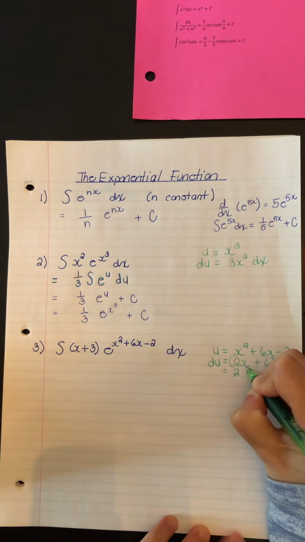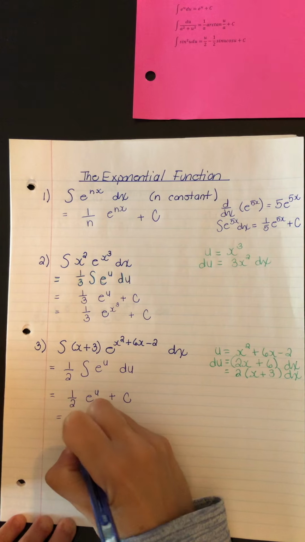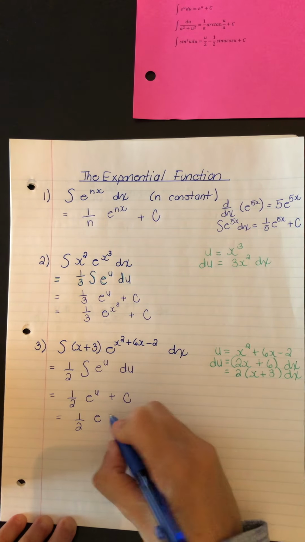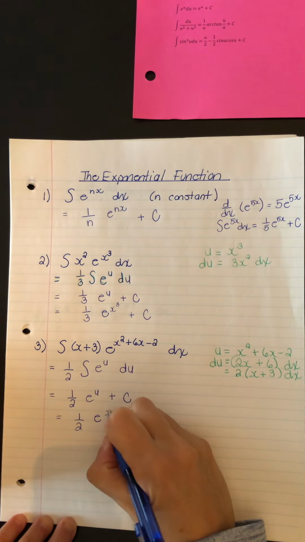Well, the integral of e to the u du is e to the u plus c. And then again, last step, replace u with our trinomial. And we have our answer. So, of course, what we're saying is that if you were to take the derivative of this function, you would get back this right here.